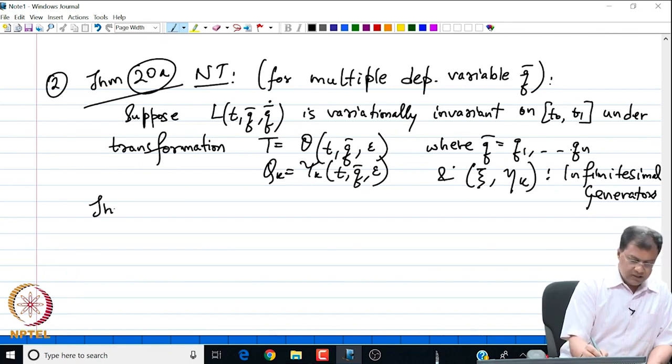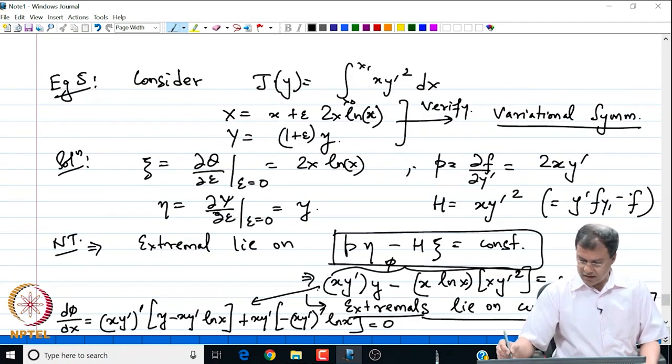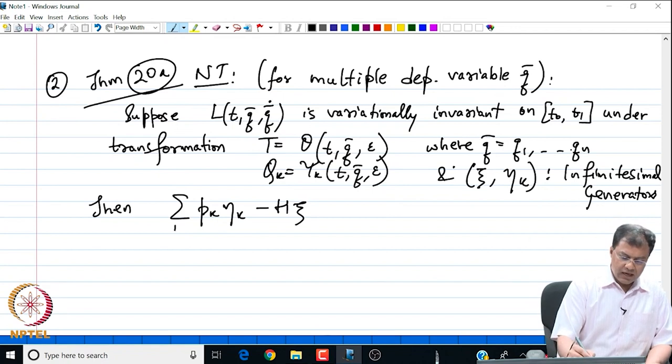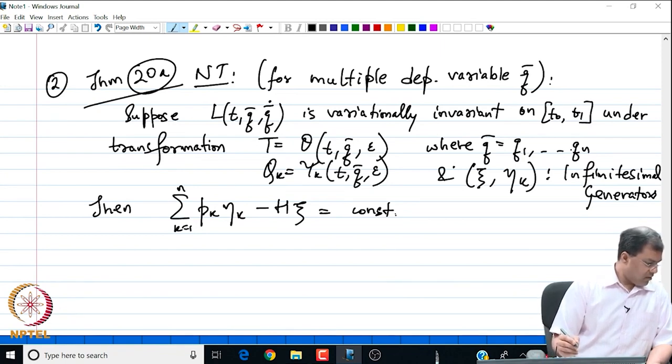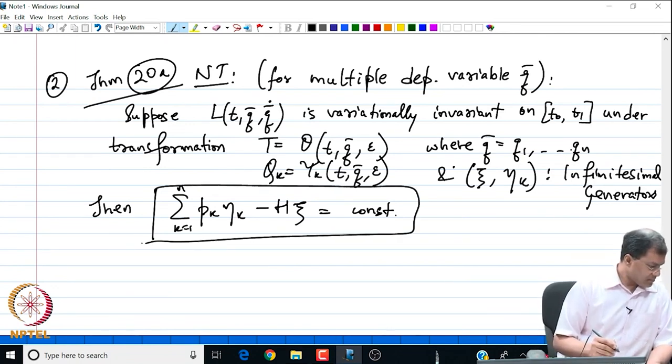So then the result says that the summation of p k eta k, k from 1 to n, minus h xi, is equal to a constant, right? So, this is also equal to a constant, fine. Okay. So, that is my Noether's theorem.